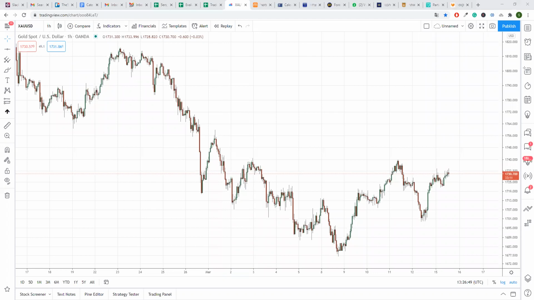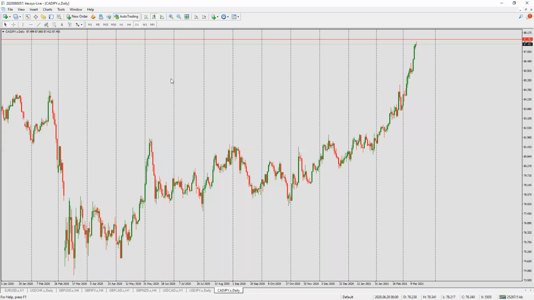And we can move to the euro against the dollar. Okay, I'm sharing back the MT4 platform, so just let me know if you can see it.